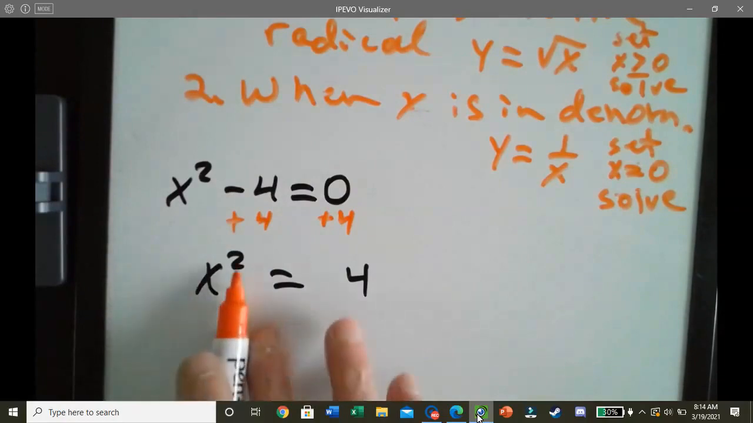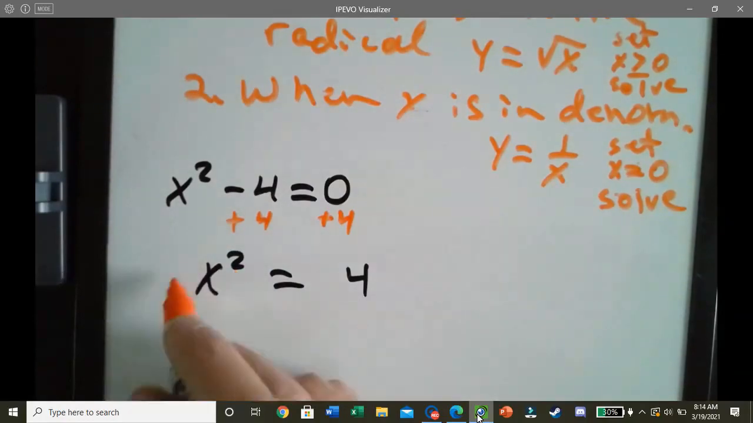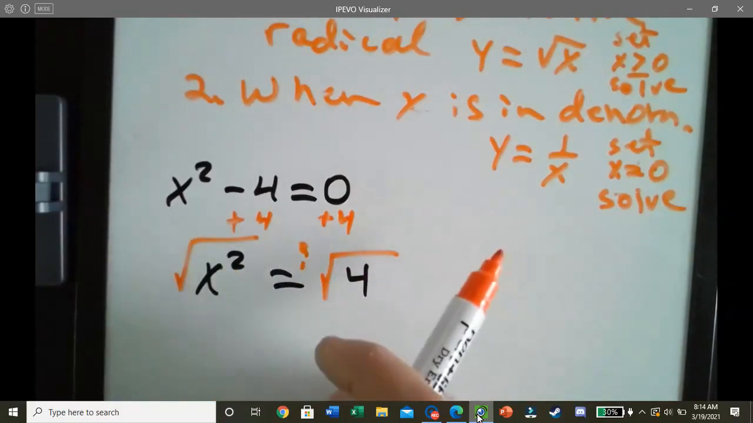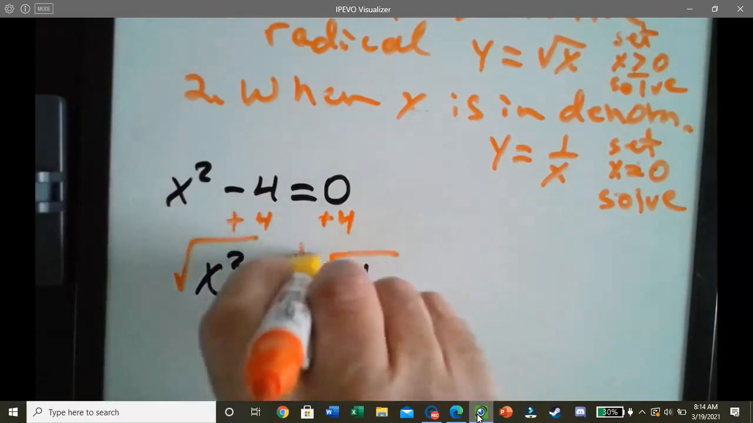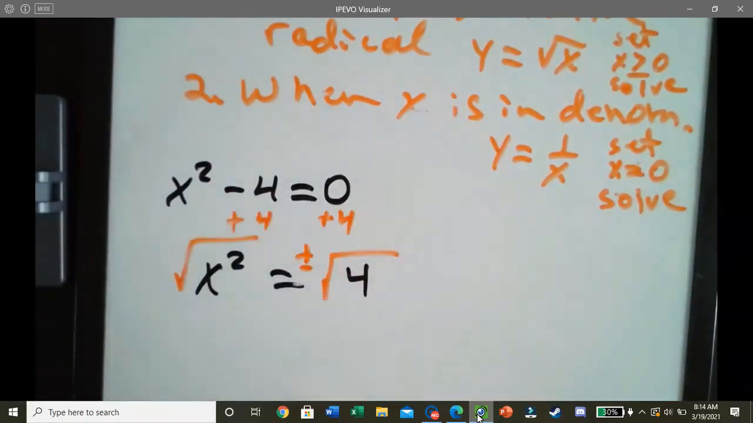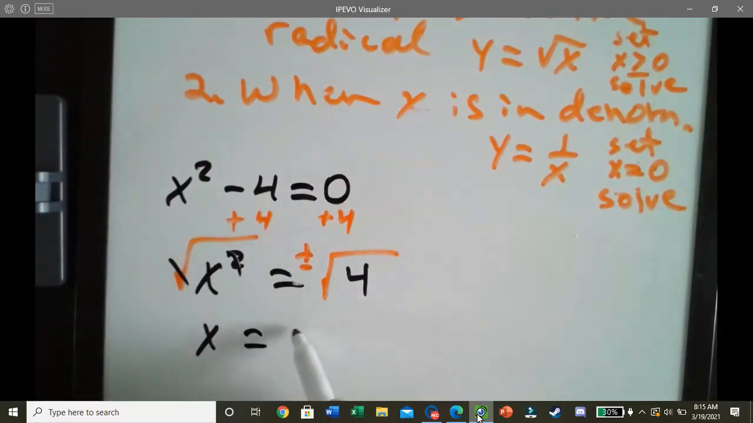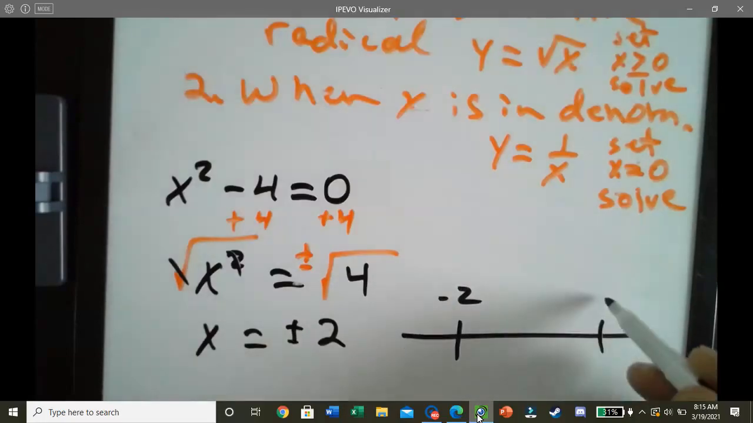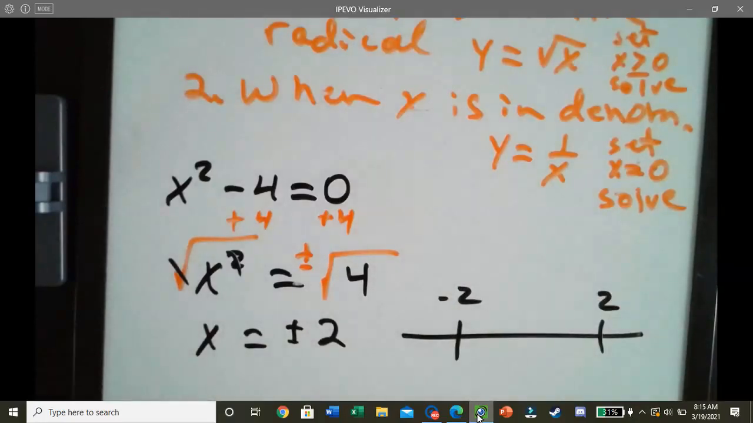So here, what can we do to get rid of that square? Apply the square root. But what do we need here? Yeah, plus or minus. Good. Without it, you only have one solution. The square and the square root cancel out, and so we get plus or minus the square root of 4, which is 2. So on the number line, we've got negative 2 and positive 2.